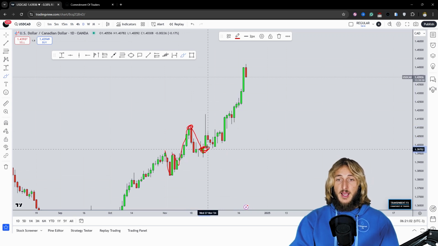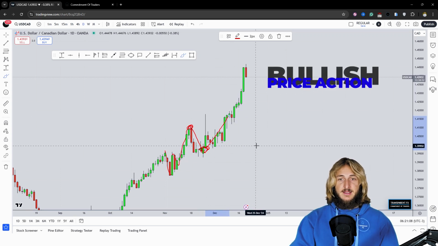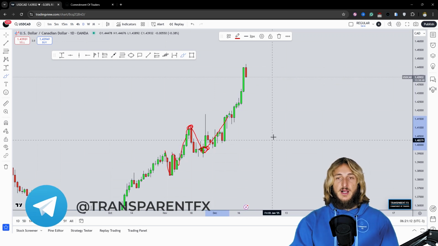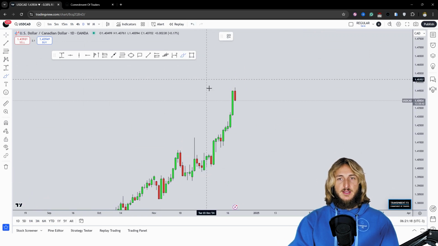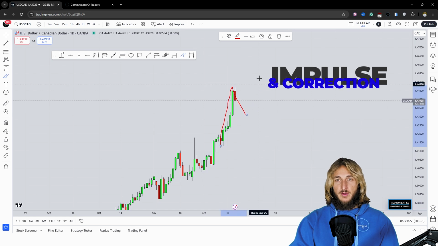Then from here, I made another analysis explaining all the reasons for which there was good probability of seeing more bullish continuation. And again, that is exactly what the market did. And by the way, I will link in description these previous analysis so you can go and check them out for more free education. But at the moment, what we can notice is that the market has just created a massive impulse to the upside and is currently following with a correction.